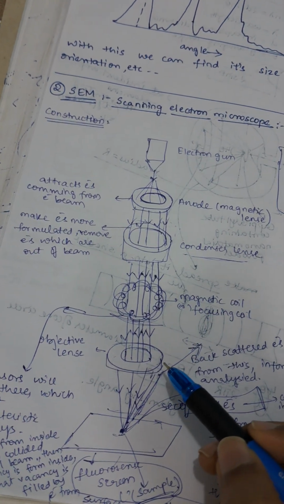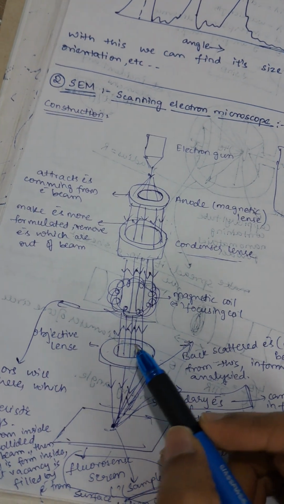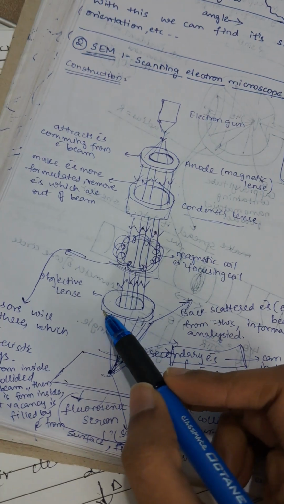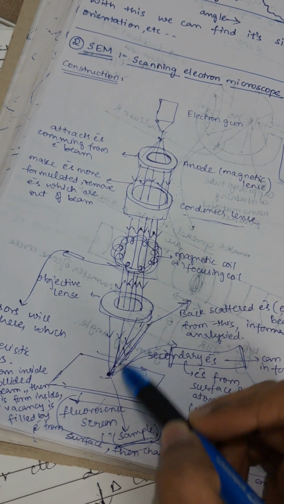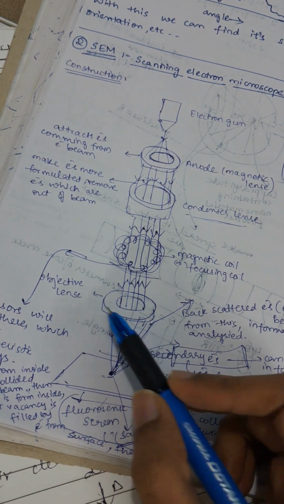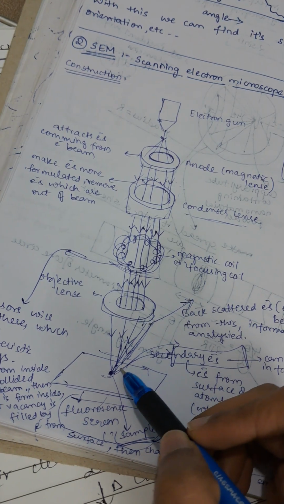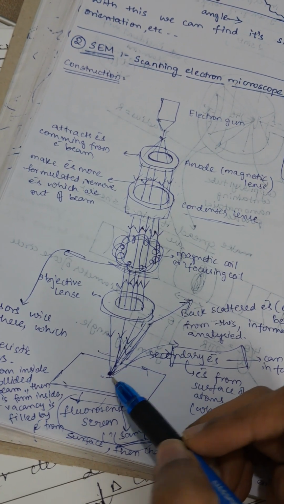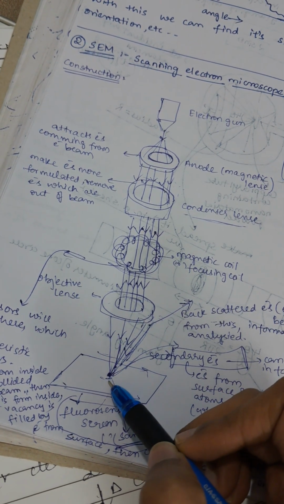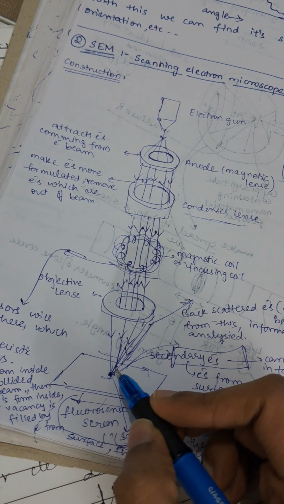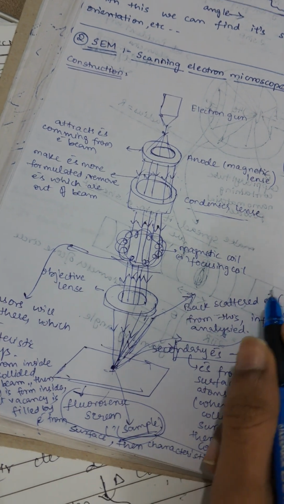Next is the objective lens. The objective lens makes the beam of electrons focus on the sample. This helps the beam focus on the sample spot. Then it is scanned. Now when the electrons hit the sample, some of them bounce away.